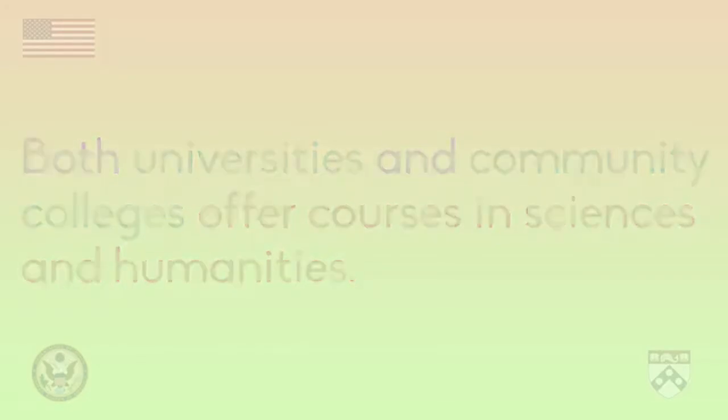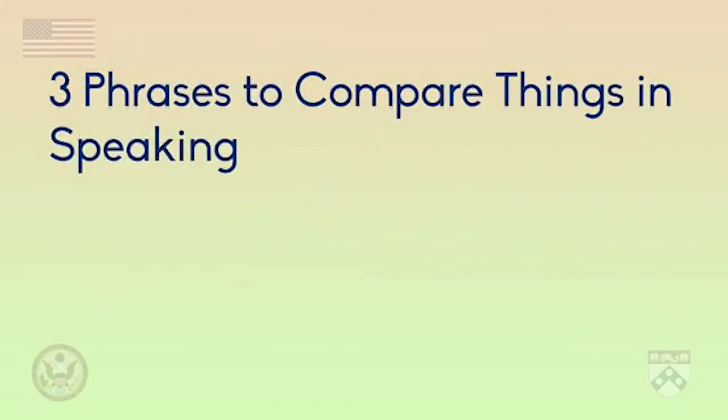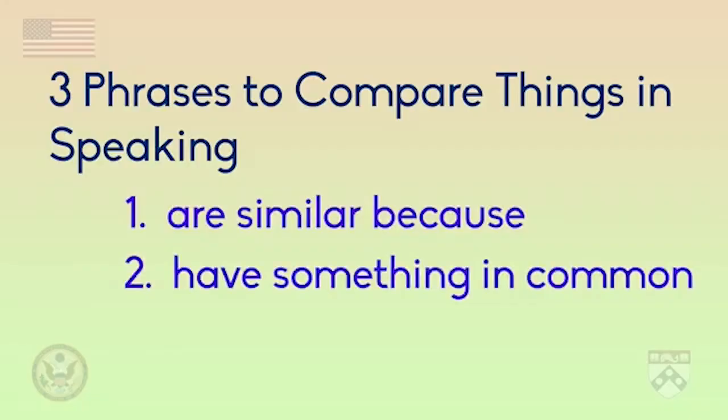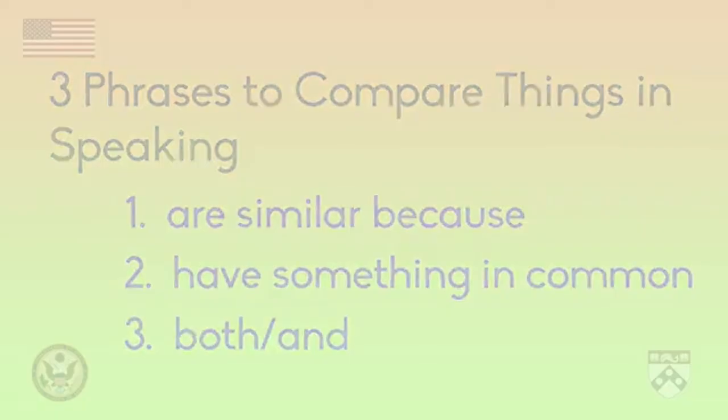So, let's review the 3 phrases to compare people, places, experiences, or things. 1, are similar because. 2, have something in common. And 3, both and. Remember that speakers use these phrases to make their ideas clearer and to explain how two things are similar.